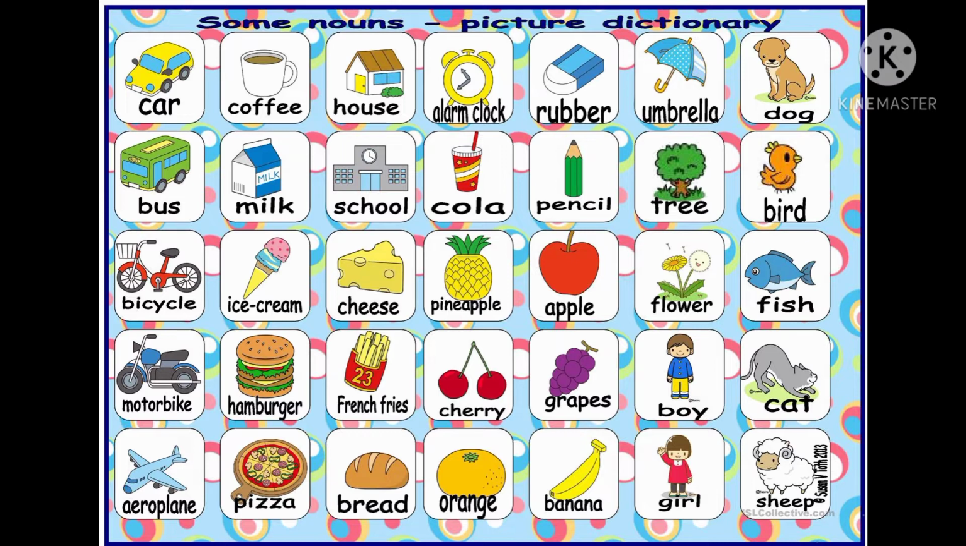See here: car, coffee, house, alarm clock, rubber, umbrella, dog, bus, milk, school, Coca-Cola, a pencil, tree, bird, bicycle, ice cream, cheese, pineapple, apple, flower, fish, motorbike, hamburger, French fries, cherry, grapes, boy, cat, aeroplane, bread, pizza, orange, banana, girl, shape. All these are naming words, hence they are all nouns.